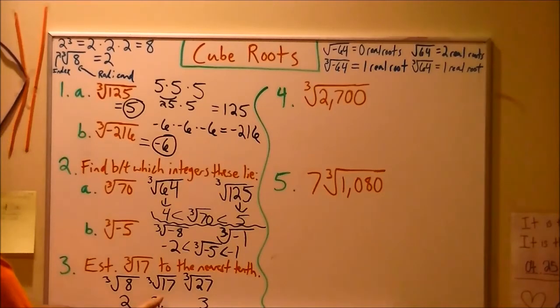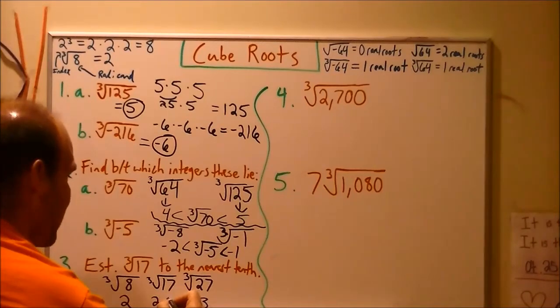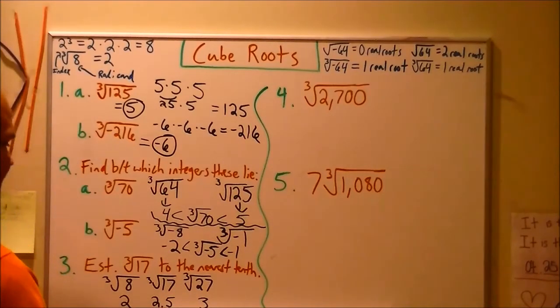All right, so how far is 17 from 8? 17 is 9 places away from 8. How many places is it away from 27? 10 places. So basically, it's almost just smack dab dead in the middle. And if you're doing a decimal to the 10th place and it's right in the middle between them, well, half, going 1/2 up to the next number is going to be a 0.5.